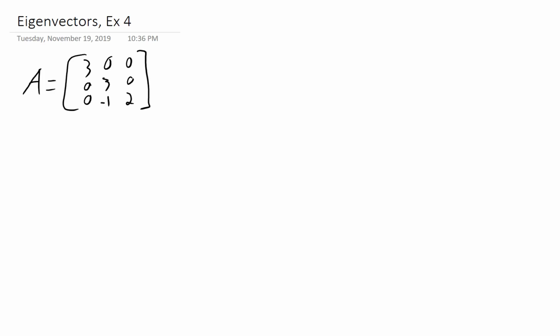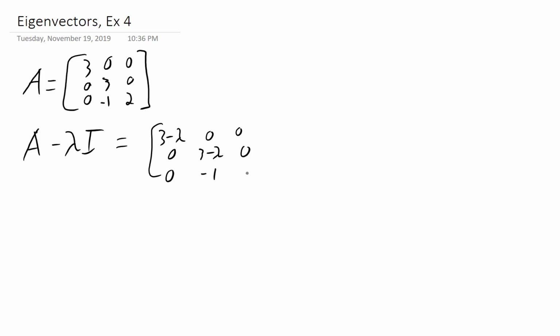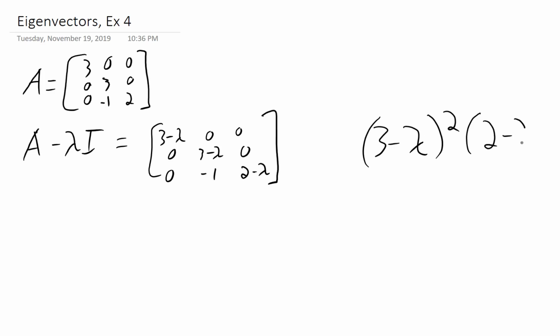First, let's look for those eigenvalues. So again, we're going to use this A minus lambda I. Now in this case, this I is a 3 by 3 I, and this is going to yield 3 minus lambda, 0, 0, 0, 3 minus lambda, 0, 0, minus 1, 2 minus lambda. 3 by 3 determinants are a little bit more complicated, but I chose this matrix in large part because it's pretty easy to write down the determinant. The determinant is just 3 minus lambda quantity squared times 2 minus lambda.